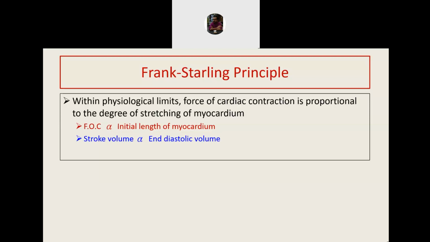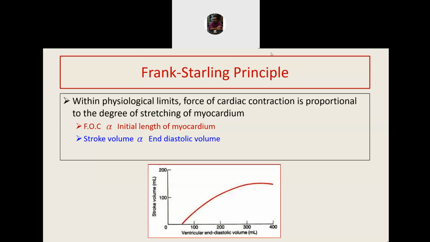But this whole thing is happening within physiological limits. Beyond that, the law doesn't operate. So graphically, if you represent the Frank-Starling's law, you get a graph like this. And if you see this graph, you see very clearly that up to a certain point, that is from maybe here to here, it is almost a straight line. That means as the end diastolic volume increases, the stroke volume increases. After some time, it starts becoming parallel. And this is where the physiological limit has been reached.